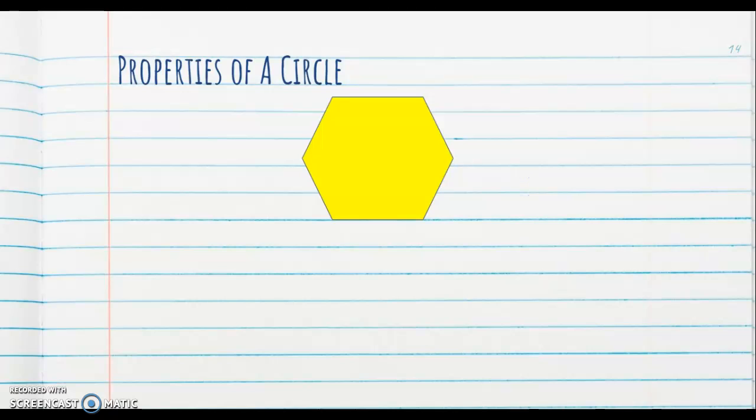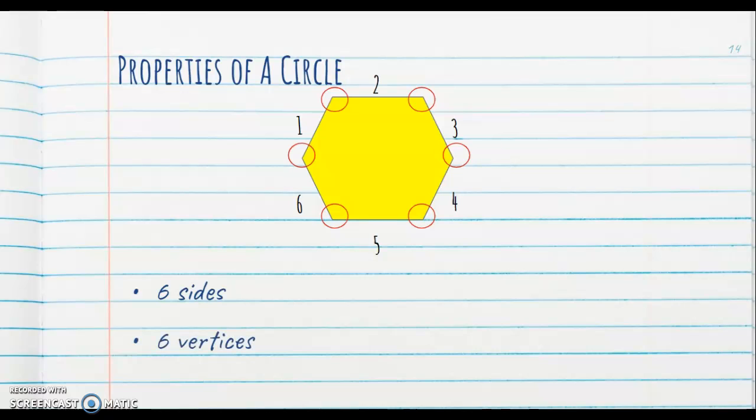Okay, now let's go on to our hexagon. Oops, I didn't change that. I'll go back and change it later. But let's count the sides. 1, 2, 3, 4, 5, 6. So our hexagon has 6 sides. Perfect. Now let's count the vertices of our hexagon. 1, 2, 3, 4, 5, 6. So our hexagon has 6 sides and 6 vertices or 6 corners. Ignore the circle at the top. I forgot to change that.